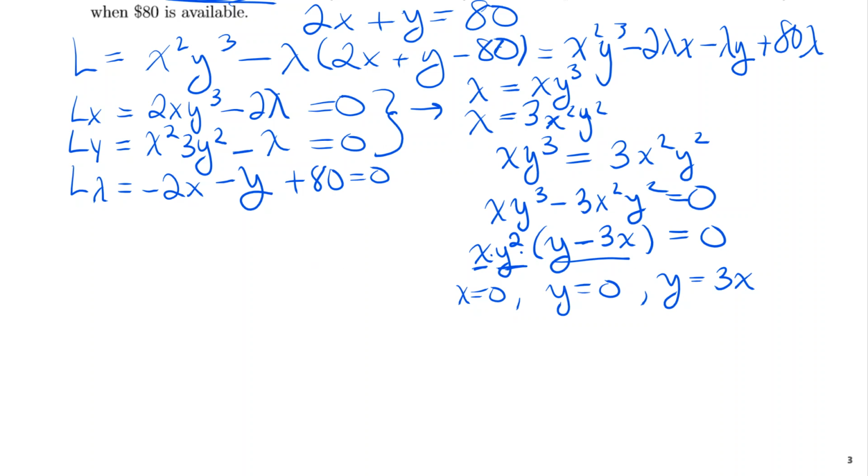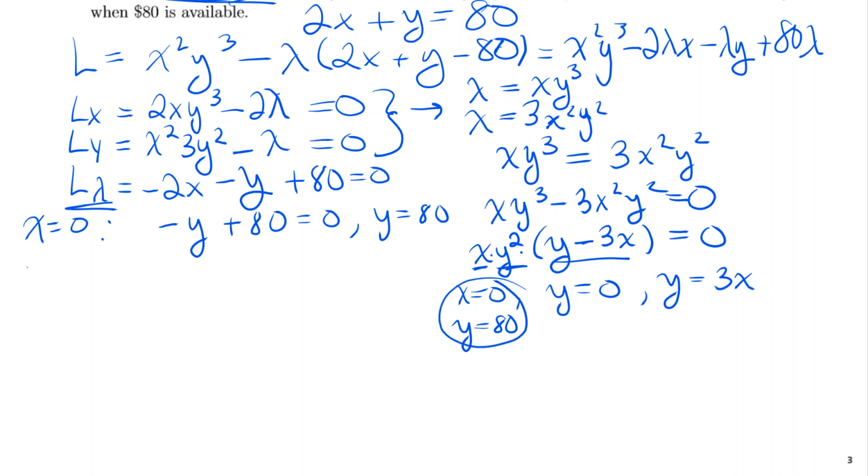Let me erase that. That was way too big. It's going to take up too much space. So I'm doing x equals 0. So in looking at the lambda derivative, that's going to give me that my first term is nothing. So negative y plus 80 is 0. So that gives me that y is actually just 80. So there's my solution for that one.